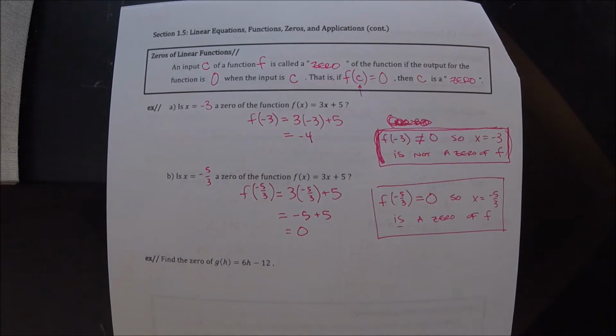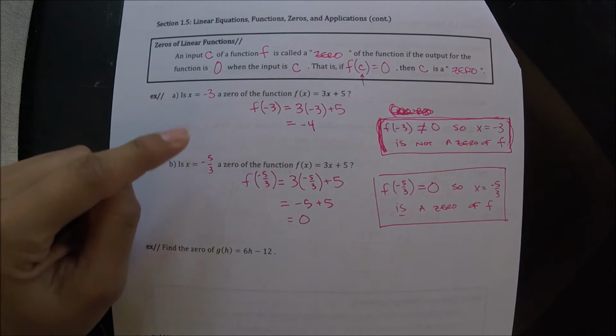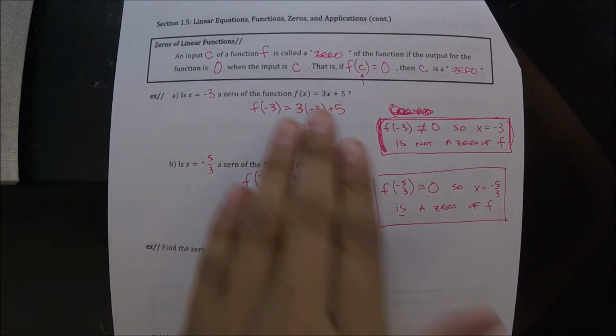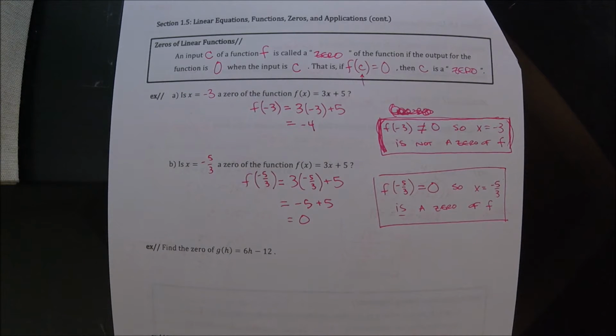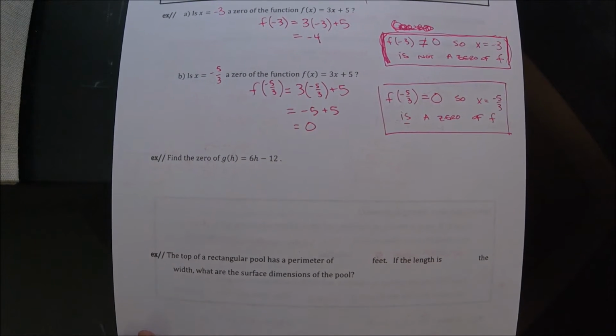Alright, so these ones were just giving us a specific number and asking us, is that number a zero of the function? But what if we just had the function itself and we wanted to find the zeros? Okay, so that's what we're going to do in this next example.